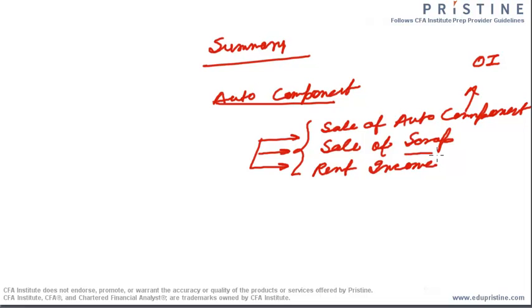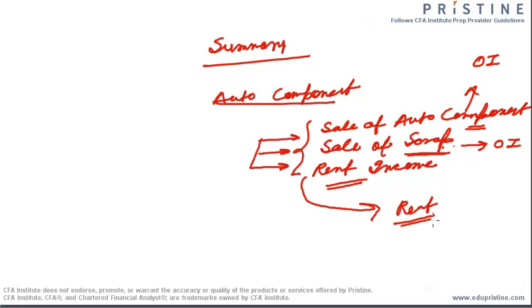Now for the second one, there could be a debate whether scrap generation is operating or non-operating. One should be clear that the scrap is getting generated because the company is manufacturing auto components, and hence it is also part of operations, and hence it's an operating income. Now rent: is the firm into renting? No, it's not, because it has got spare space. It has rented out a particular warehouse and hence rent income is getting generated, and this is not its normal operation, and hence this income would be classified as non-operating income.